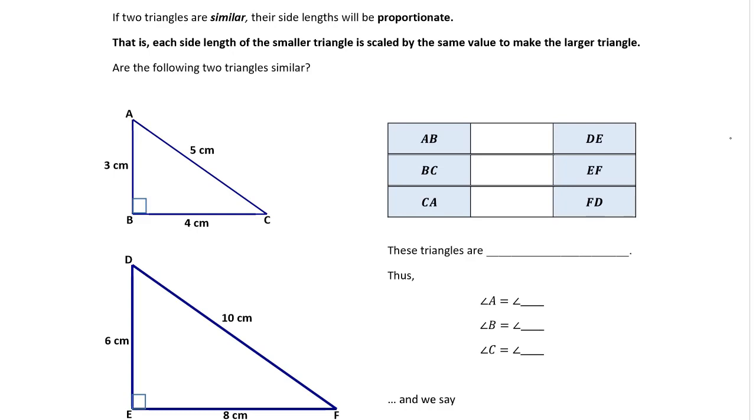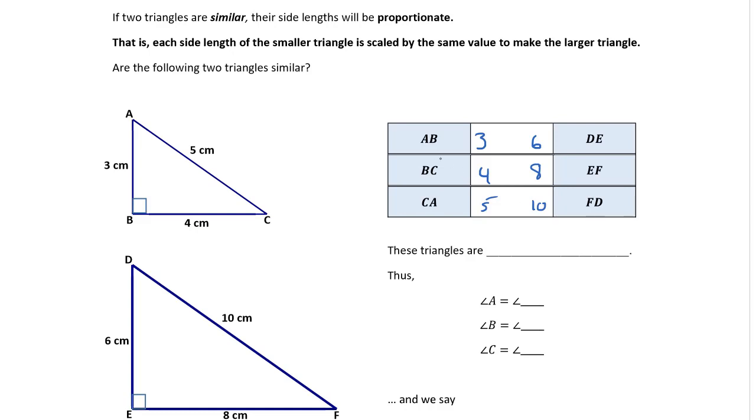Let's consider the two triangles below. Are these two triangles similar? Well, the side length for side AB is 3, and the side length for side DE is 6. The side length for BC is 4, and the corresponding side EF is 8 centimeters. Finally, side CA is 5 centimeters, and its corresponding side DF is 10.